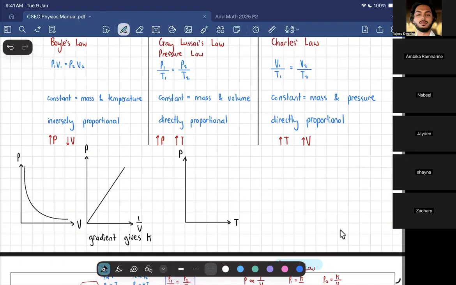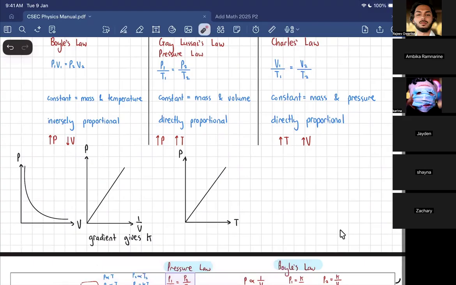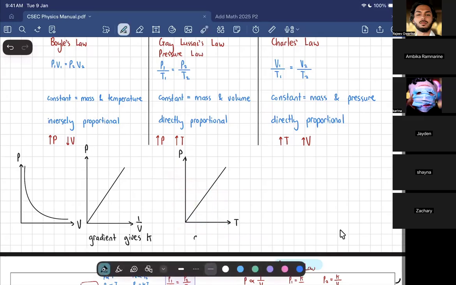Tell me, guys. So it's a directly proportional line, right? Think about what a line means. As you can see, as the temperature increases, what happens to your pressure? We could see that it is increasing as well. That's what a straight line means, right? So what would the gradient give you for this graph?